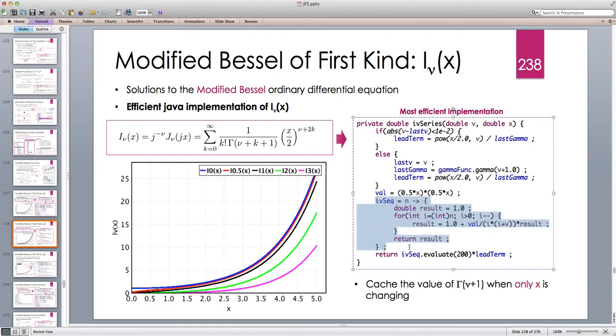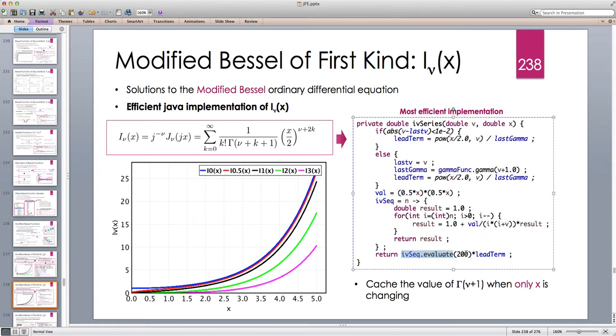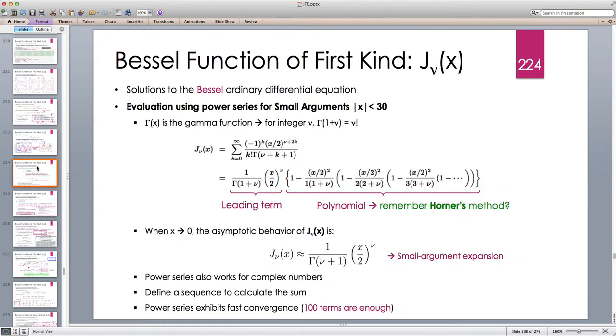So for the I nu sequence, we create our sequence that basically starts from 1 for i equals n, i greater than 0, i minus minus. Again, we calculate recursively. All these signs are now plus instead of minus. Val over i times r plus nu times result. And then we evaluate it at some, let's say 200 terms, multiplied by the lead term. And again, going back to the summation, in the I nu we have exactly the same thing, but we don't have this minus 1 to the k term. So all these negatives become positive.